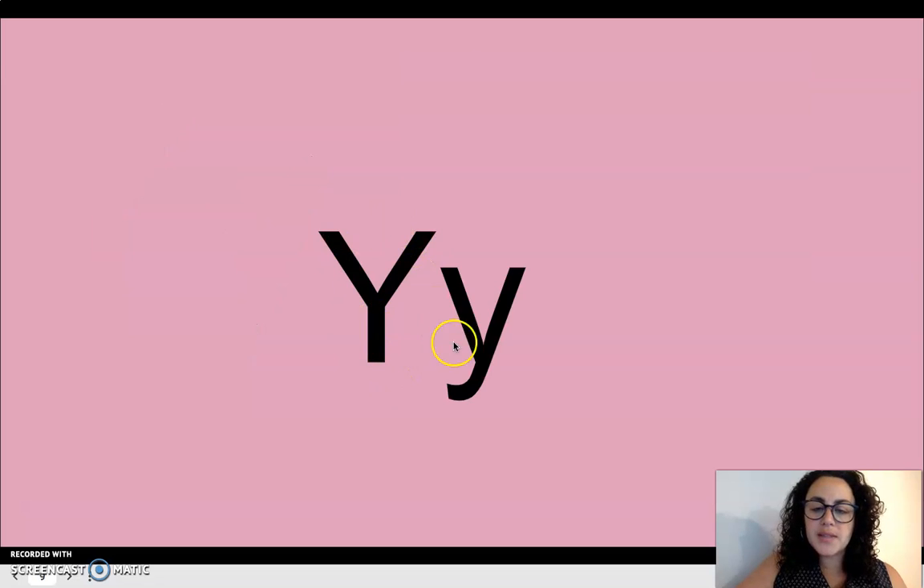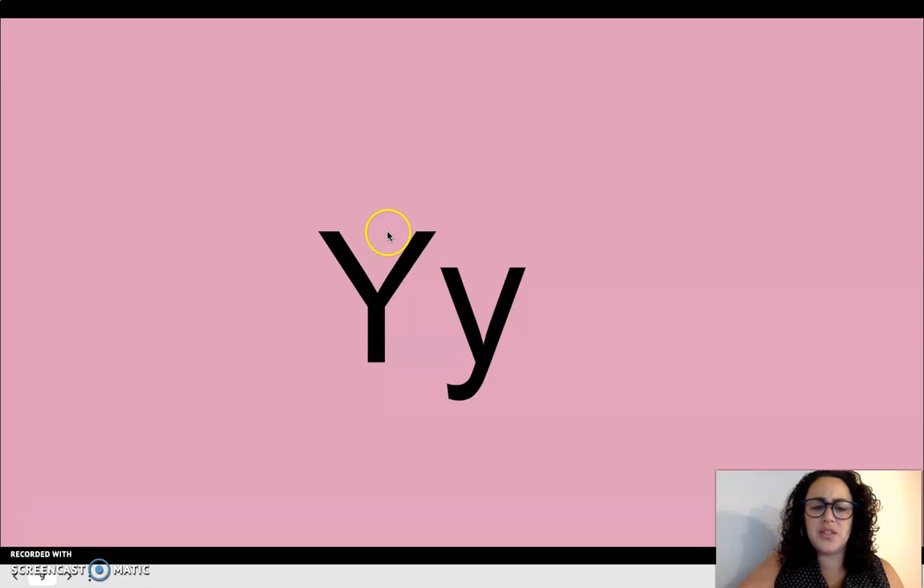Here's our uppercase and our lowercase y. This lowercase y looks a little bit different. Sometimes people can write them differently. So I notice it's a diagonal, and then the diagonal keeps going. It's got a little curve. That's also another way to write a lowercase y.